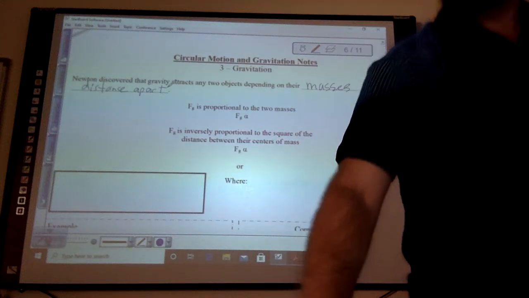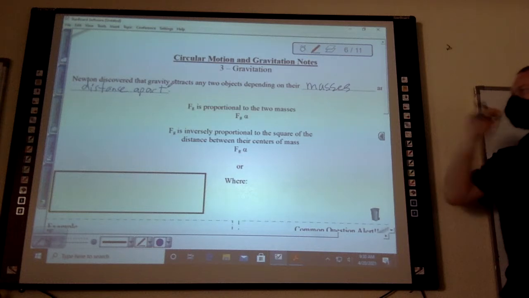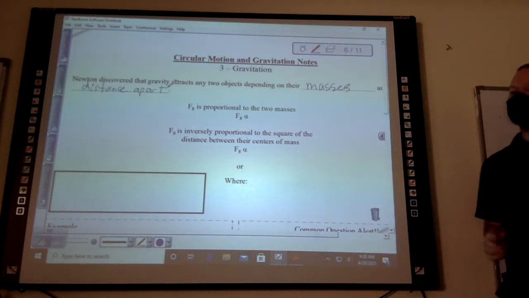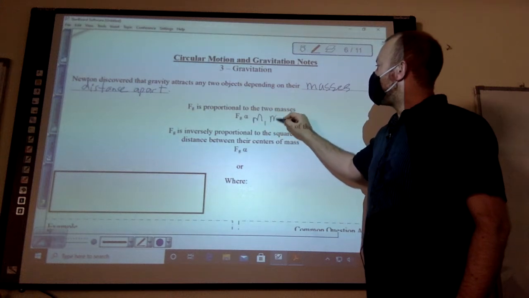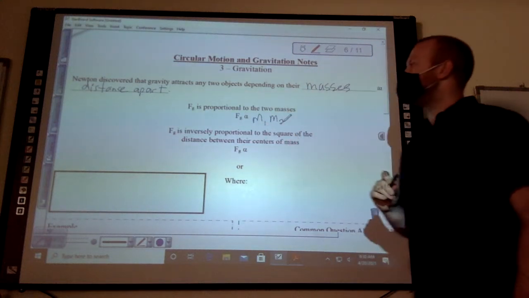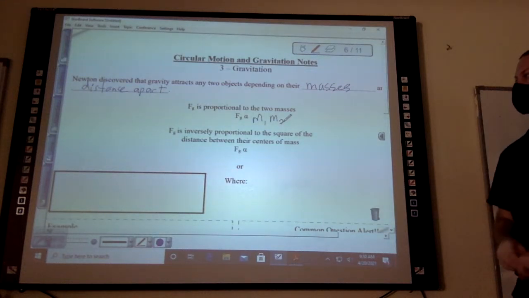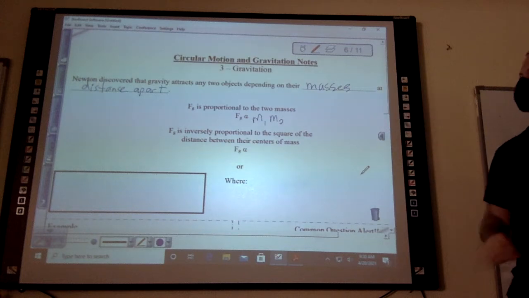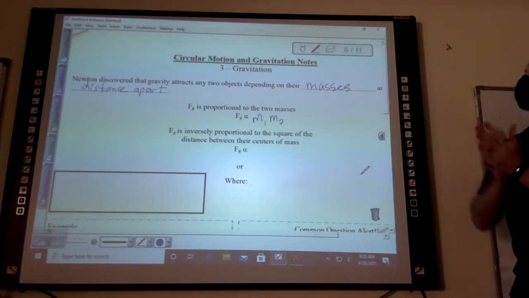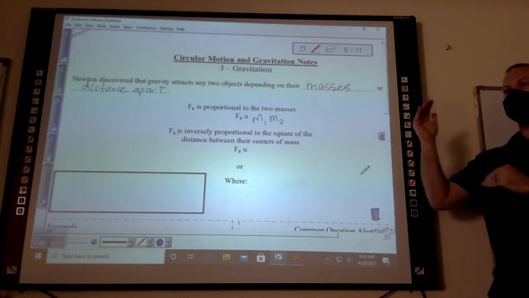So there's some jargon that's in here. I'm not necessarily expecting you to know this. But basically this says Fg is proportional to the two masses, meaning as mass 1 or mass 2 increases, the Fg will increase. Just if the masses increase, the force increases. The alpha means that it's proportional to. Just means as one goes up, the other has to go up.